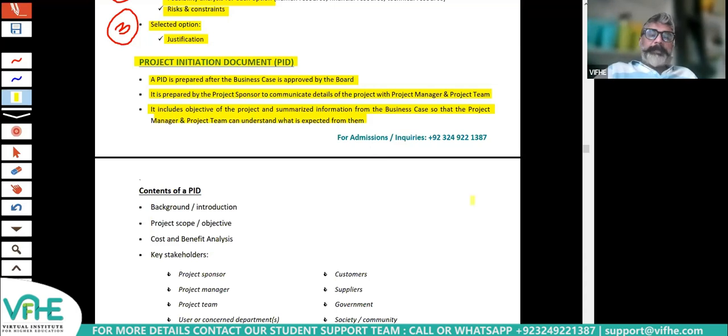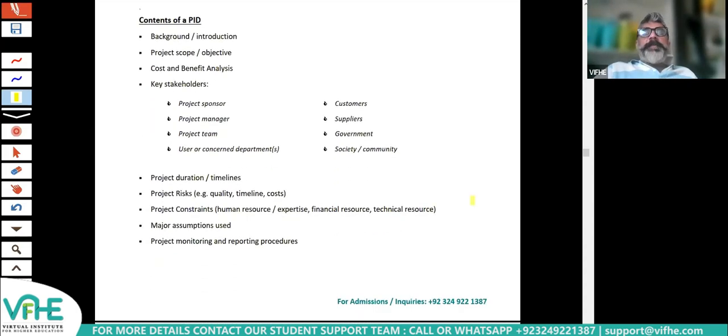Okay. What are the contents of a PID? So obviously there might be some background. Then project scope and objective. This is very important. Then there will be the cost benefit analysis, that this will be the cost, this will be the outcome, this is your budget.